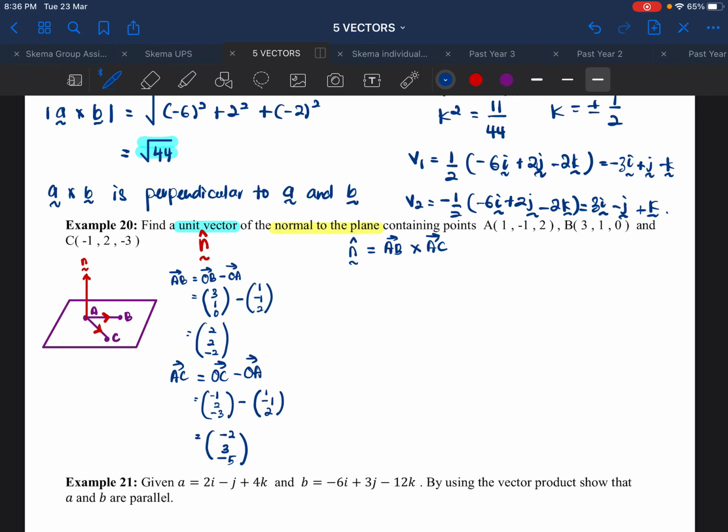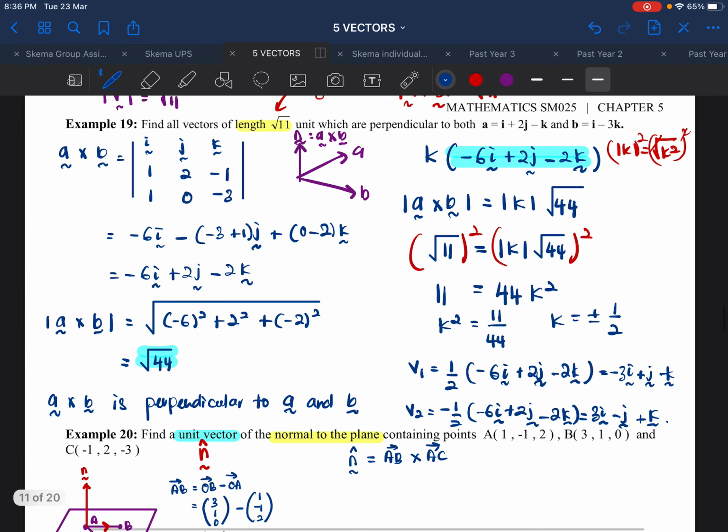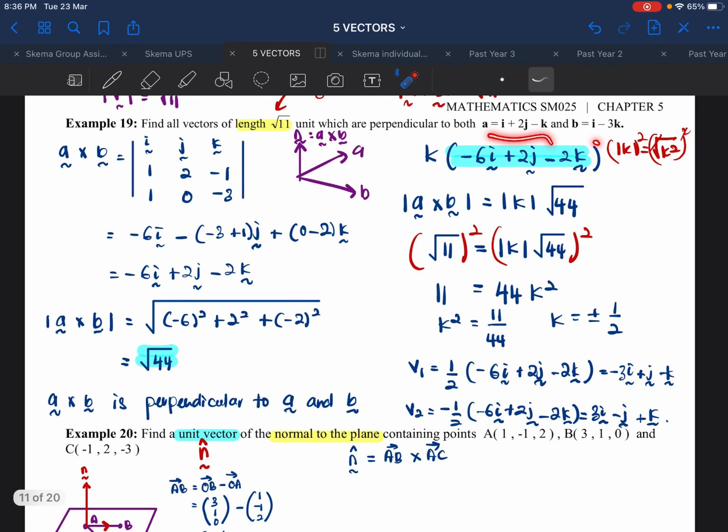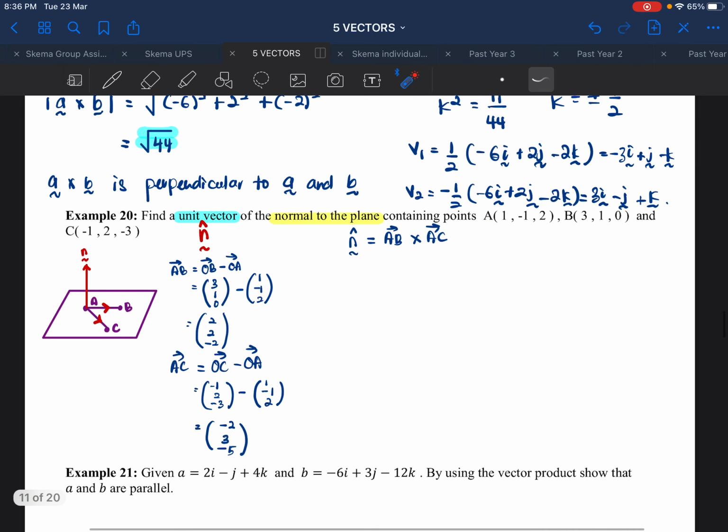This one is like literally the same dengan apa soalan atas ni. Cuma soalan atas saya cakap tadi, dia dah bagi A dengan B. So, kita tak perlu cari direction vector. Soalan ni dia bagi position vector. So, kita perlu cari direction vector dulu. Okay. So, teruskan. Ini kita boleh buat cross product kita. So, cross product kita, kita ada i, j, k. AB kita 2, 2, negative 2. AC kita negative 2, 3, negative 5.